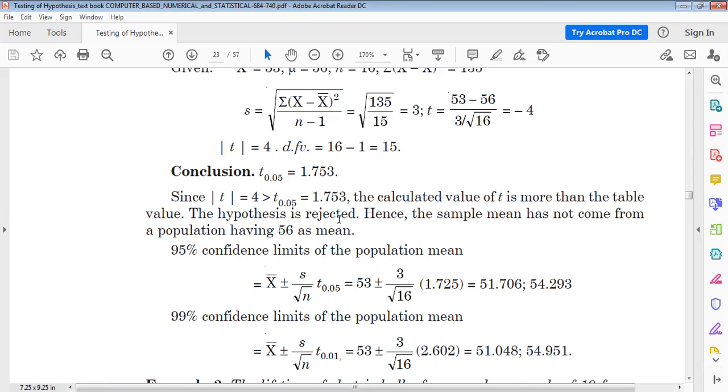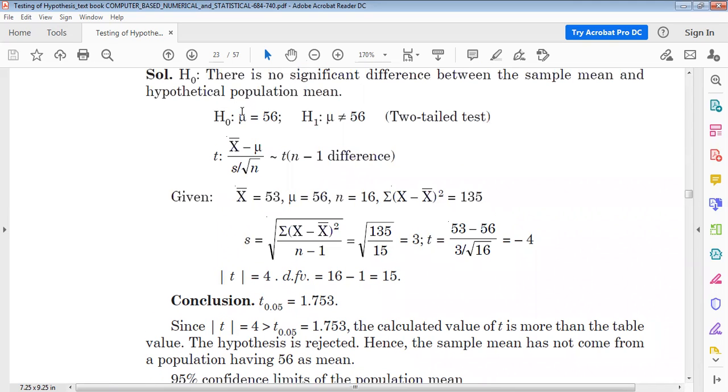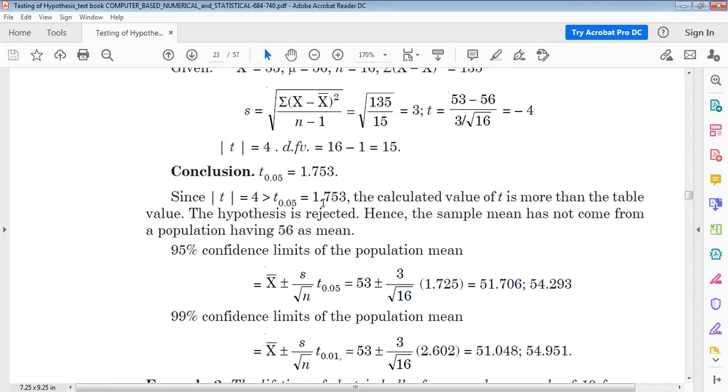So the hypothesis is rejected. If the calculated value is greater than the table value, then the null hypothesis will be rejected. We have taken the null hypothesis as 56, so the alternative hypothesis will be accepted. Remember it in this case. Hence the sample mean has not come from a population having 56 as mean.